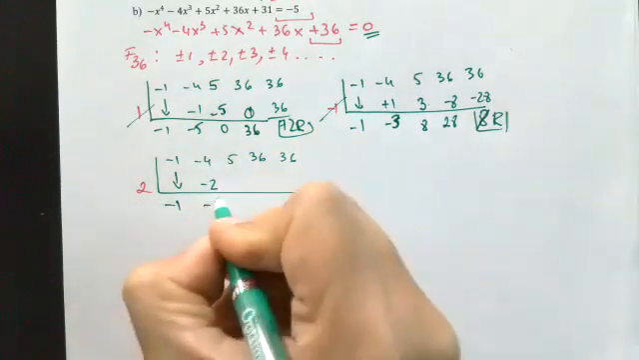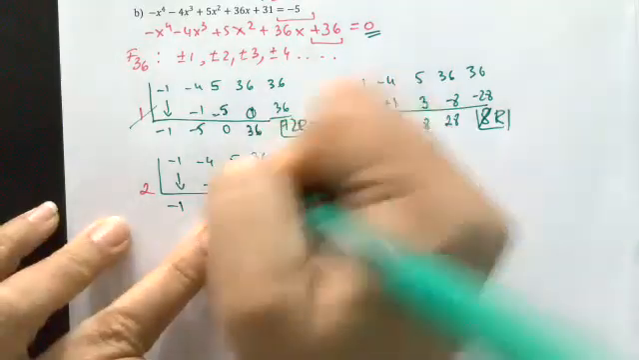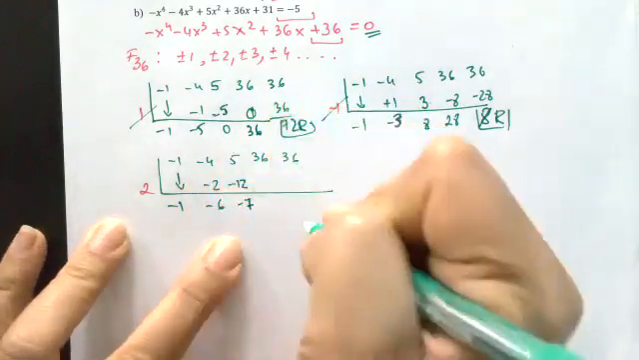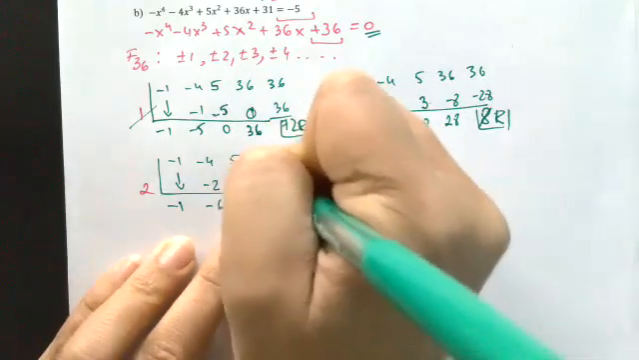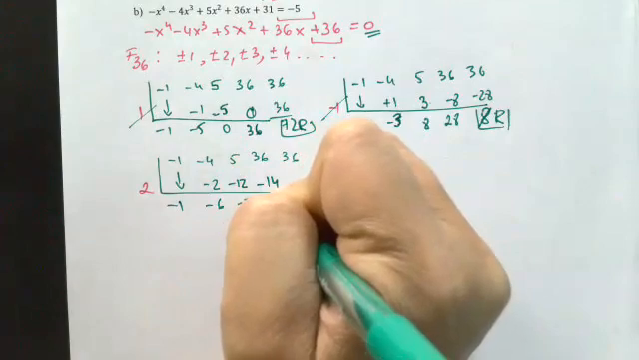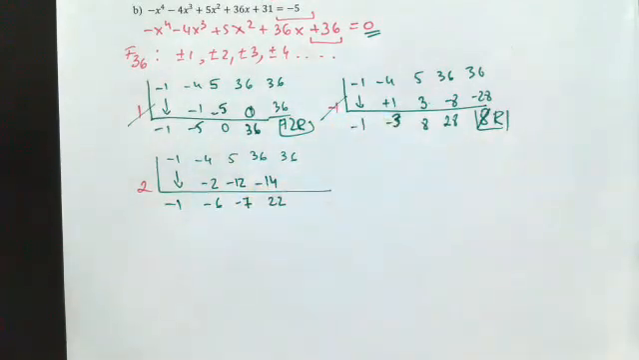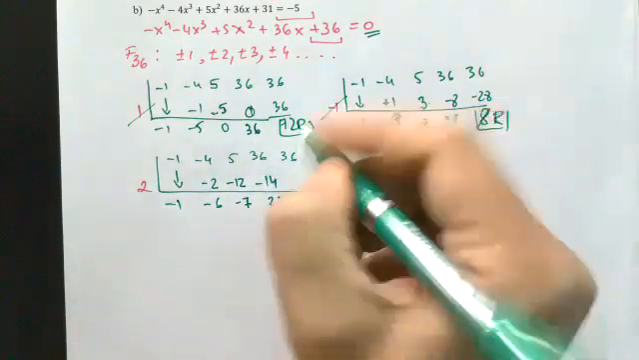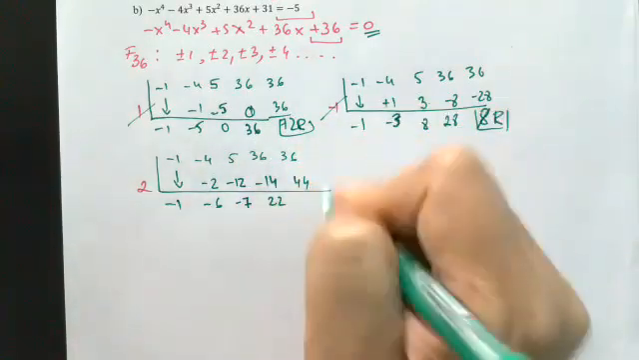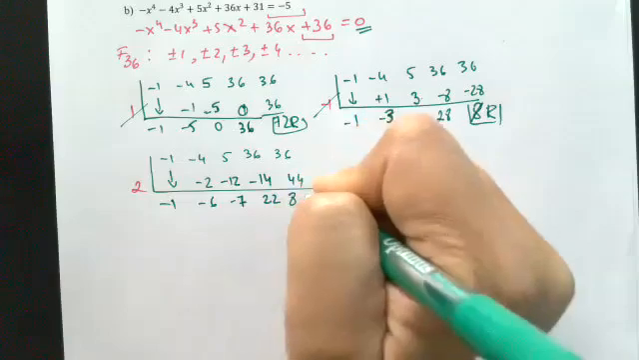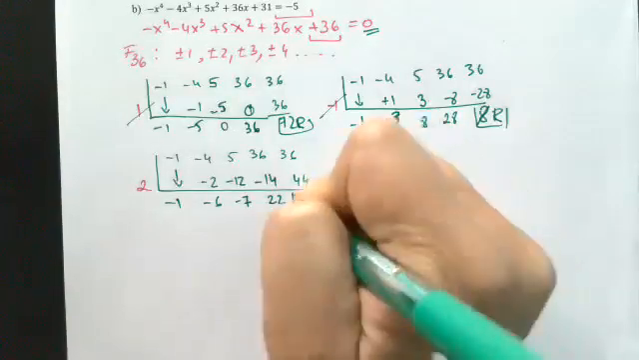-2, -6, -12, and that's -7, -14. That's 22. And 44. We have a remainder of 70, 80. So it doesn't work.